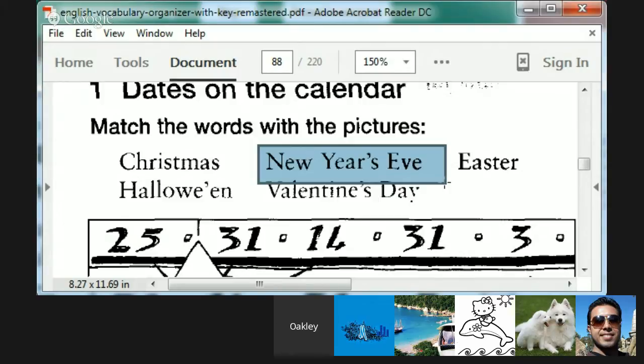Yes, of course. And the next day, I think in a lot of countries, is a holiday. Yes, it's a holiday. The people don't work. Yeah, New Year's Day. Absolutely correct. So two holidays in a row.